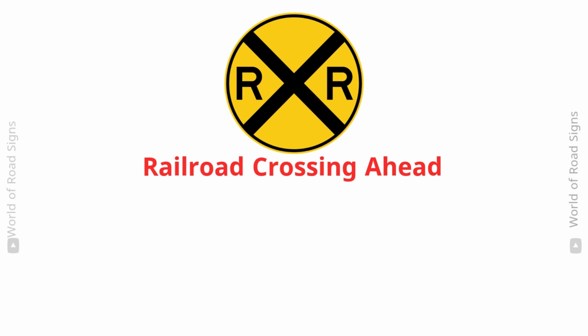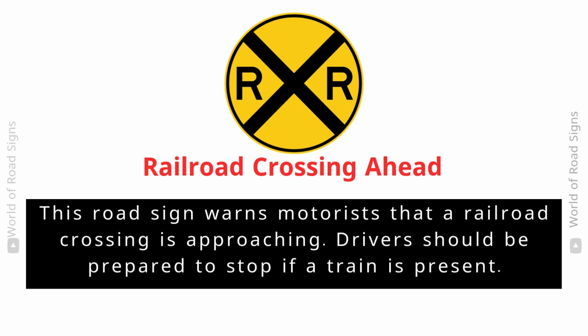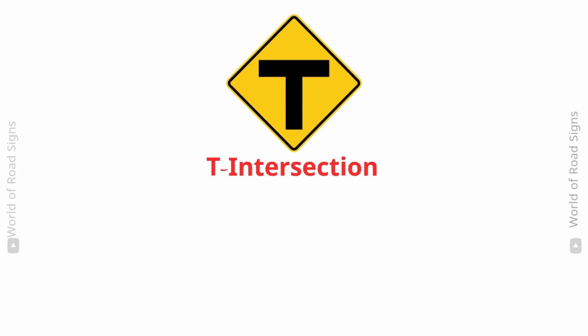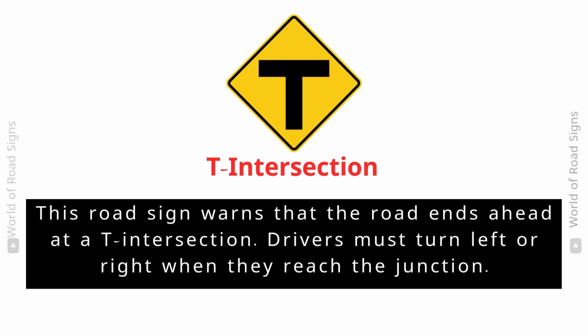Railroad crossing ahead. This road sign warns motorists that a railroad crossing is approaching. Drivers should be prepared to stop if a train is present. T intersection. This road sign warns that the road ends ahead at a T intersection. Drivers must turn left or right when they reach the junction.